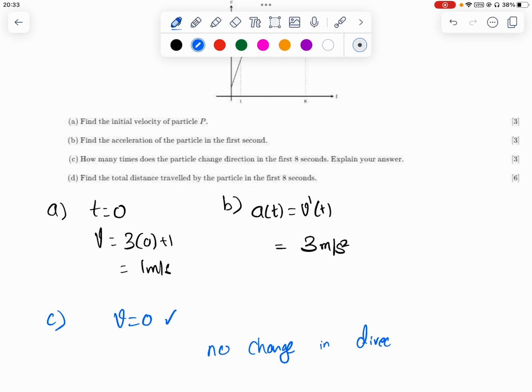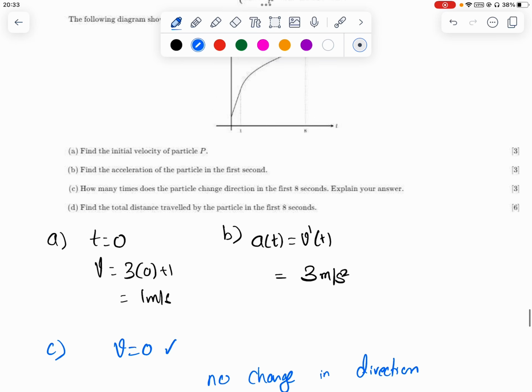Understand carefully once again. Whenever it changes direction, the velocity has to become 0, and only then can it change direction. But we can see from the graph that the velocity never became 0 in the first 8 seconds. Therefore, it will never change direction.